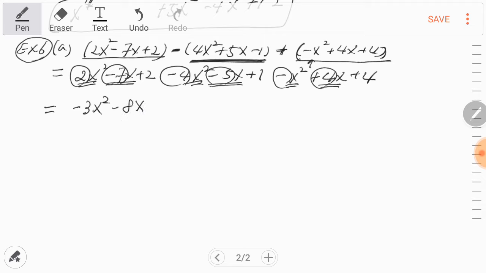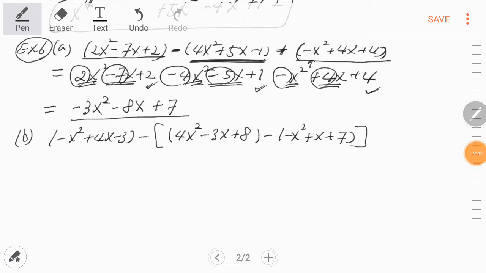Okay, the next one is constant. So here it is 2, 1, 4. So 2 plus 1 is 3. 3 plus 4 is 7. So this is the result. Okay, let's try letter B.